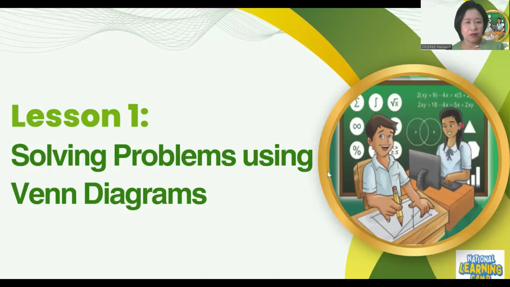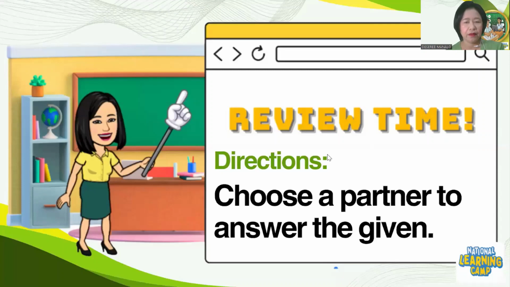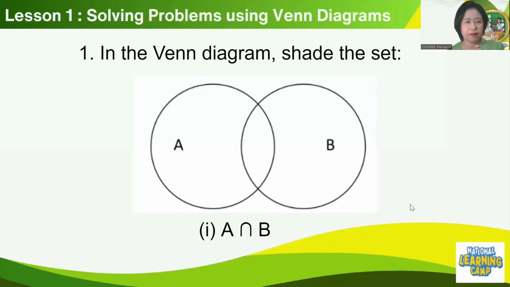Let's start in lesson 1, solving problems using Venn diagram. Review, directions. Choose a partner to answer the given. Question number 1. In the Venn diagram, shade the set A and B. So A, intersection of B.